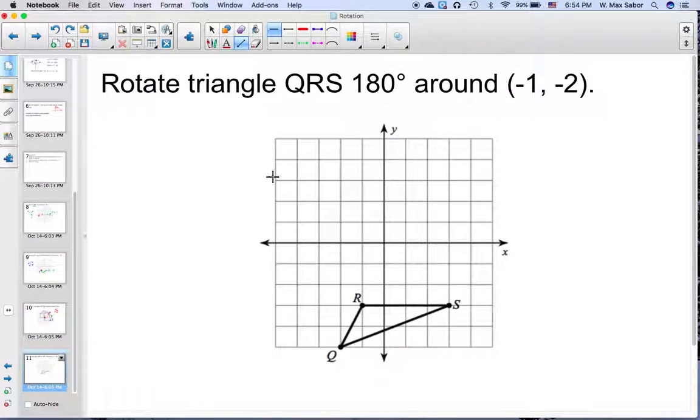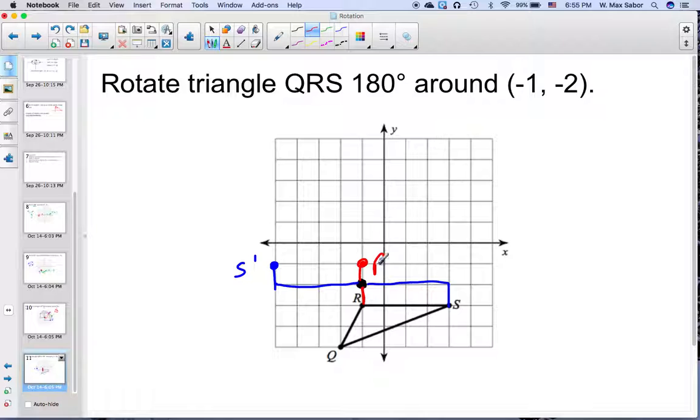One last one. If we rotate around -1 comma -2, that's here. 180 degrees. So down 1 is going to become up 1 with 180 degrees. Here, right 4 and down 1. Right 4 is going to turn into left 4. Down 1 is going to turn into up 1. So there's where S prime goes.